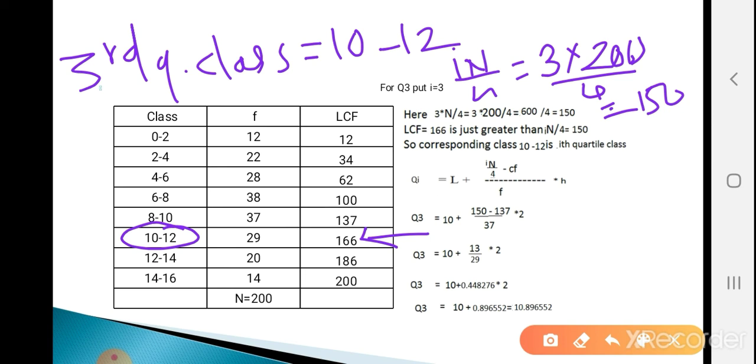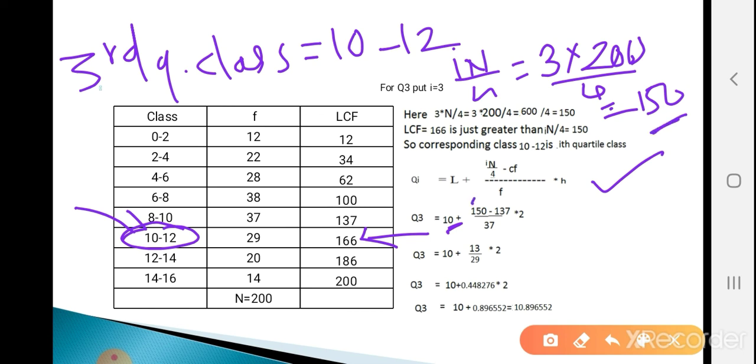What is the formula for calculating the quartiles for continuous data? The formula is Qi is equal to L plus (iN divided by 4 minus CF) upon F, into H. Just put i equal to 3. So Q3 is equal to L plus (3N divided by 4 minus CF) upon F into H. What is L? L is the lower limit of the quartile class. What is the lower limit of that class? It is 10. So L is 10, plus iN divided by 4, whose value is 150.